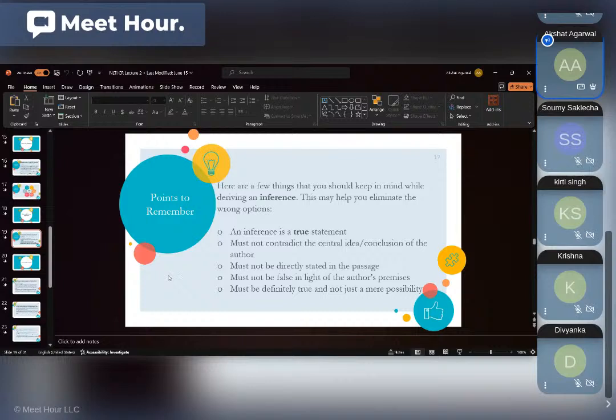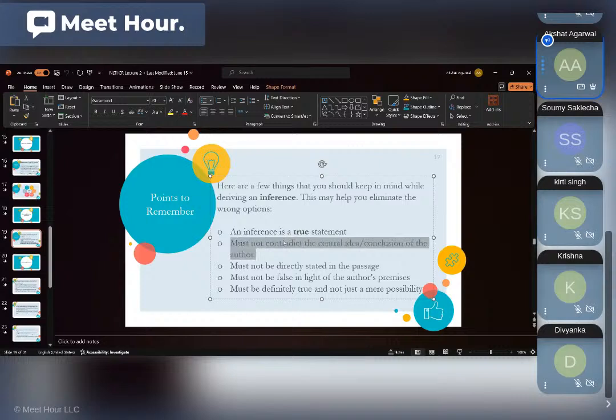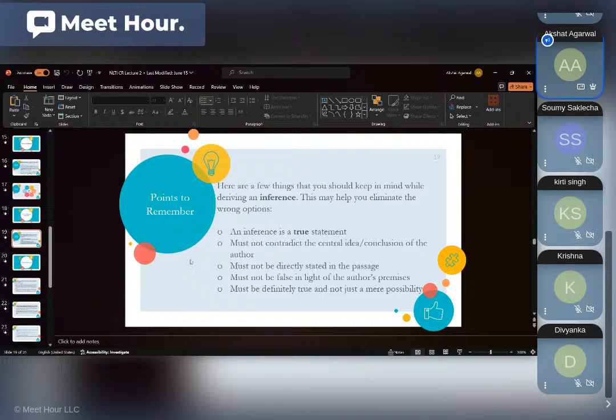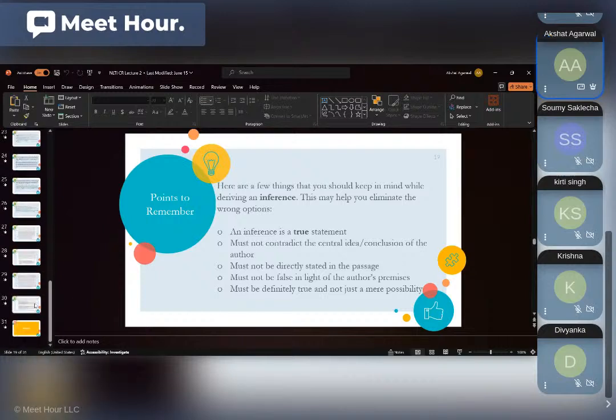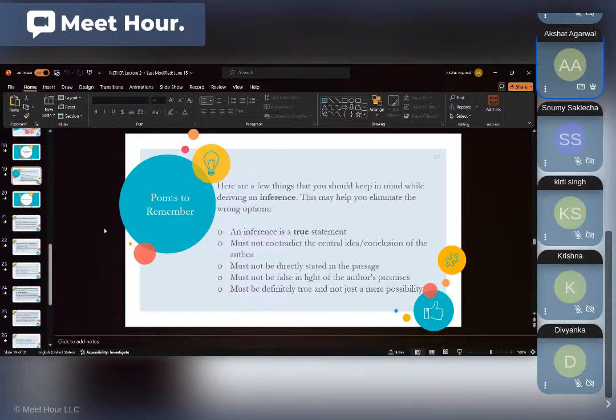So an inference is a true statement. Just like a central idea, an inference cannot contradict the author. If you find any option which contradicts the author or weakens the author's argument, that is simply not an inference for sure. And I've explained to you why an inference must be definitely true and not just a mere possibility.